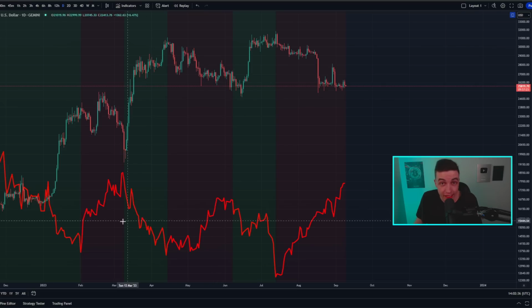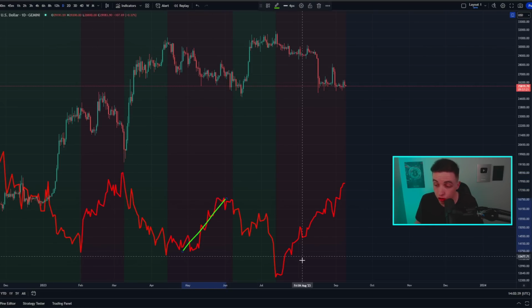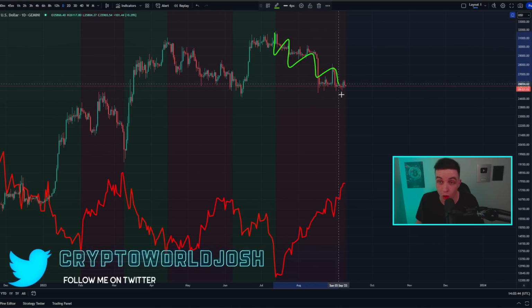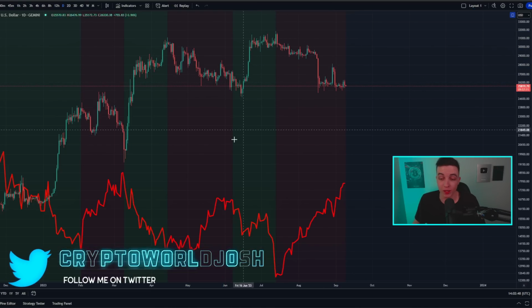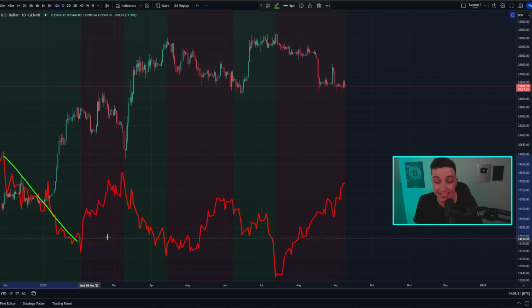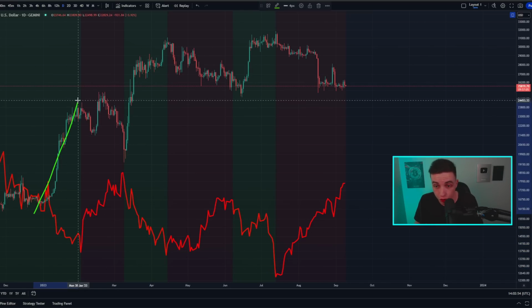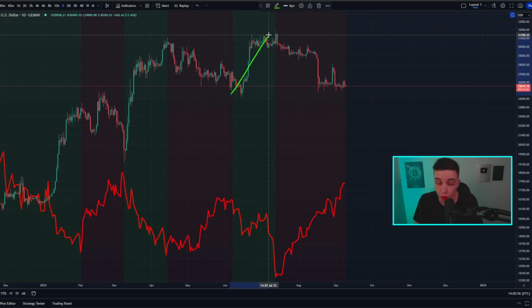And as you can clearly see, anytime where the DXY is trending to the upside, that is usually when the price of Bitcoin and really the overall crypto market is looking more bearish. But on the flip side, when the DXY is actually moving to the downside, when the US dollar index is bearish, that is usually good news for Bitcoin and really the overall crypto market.